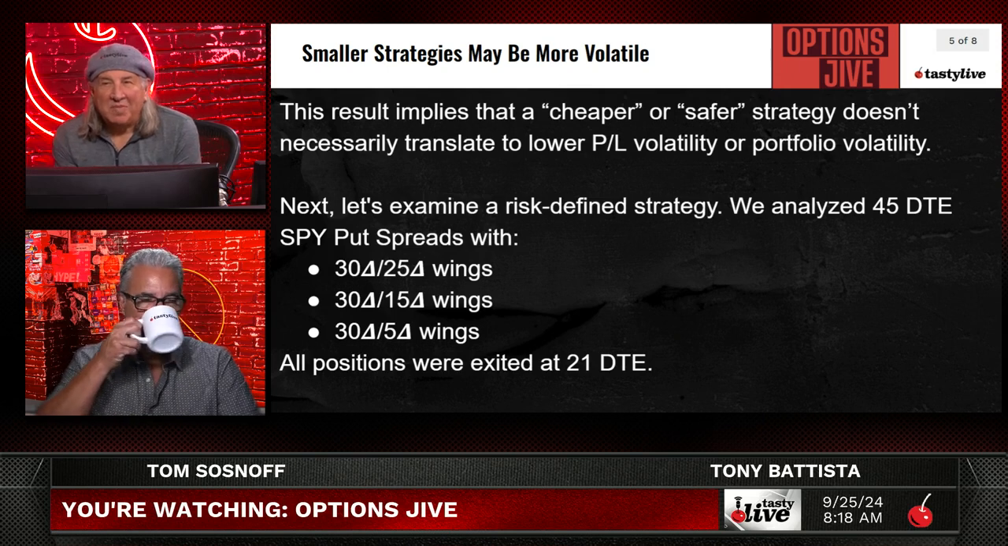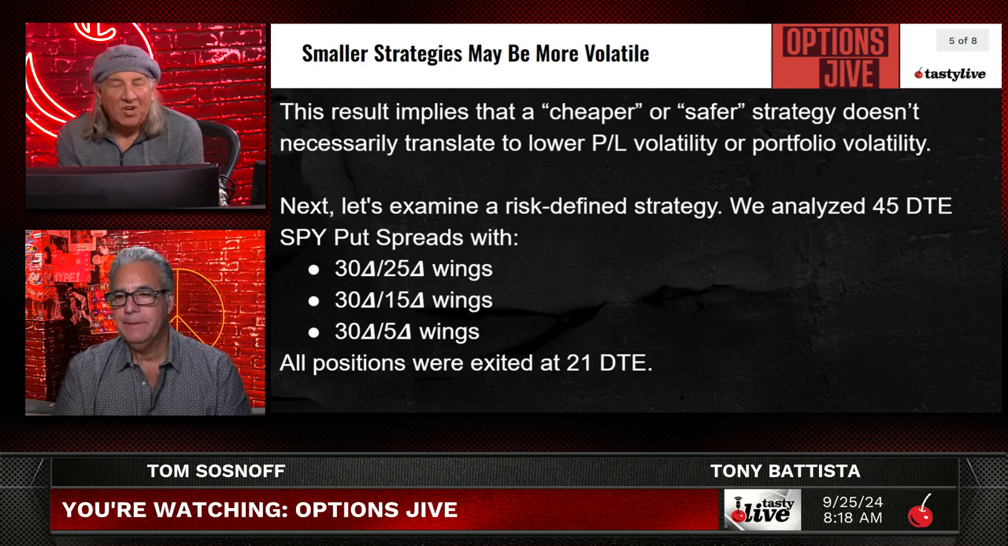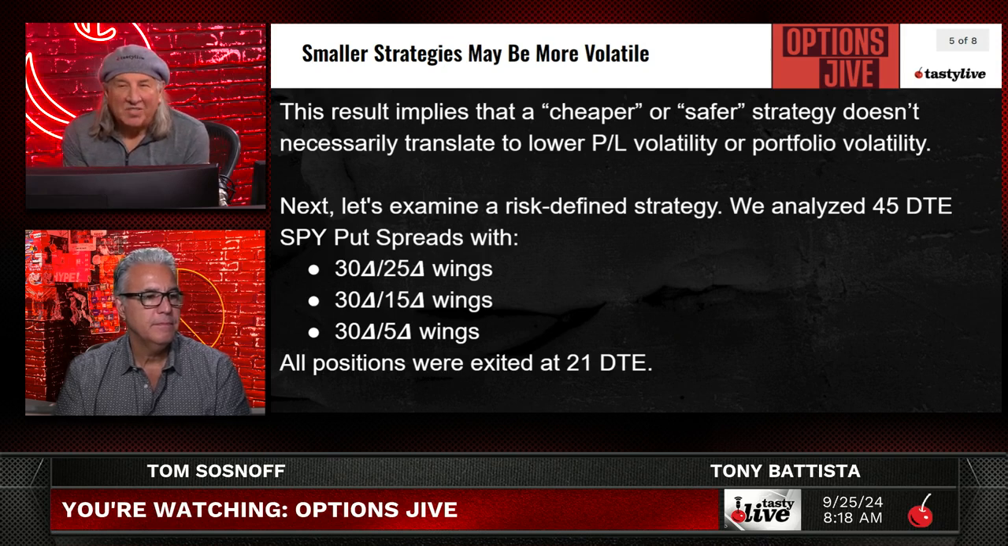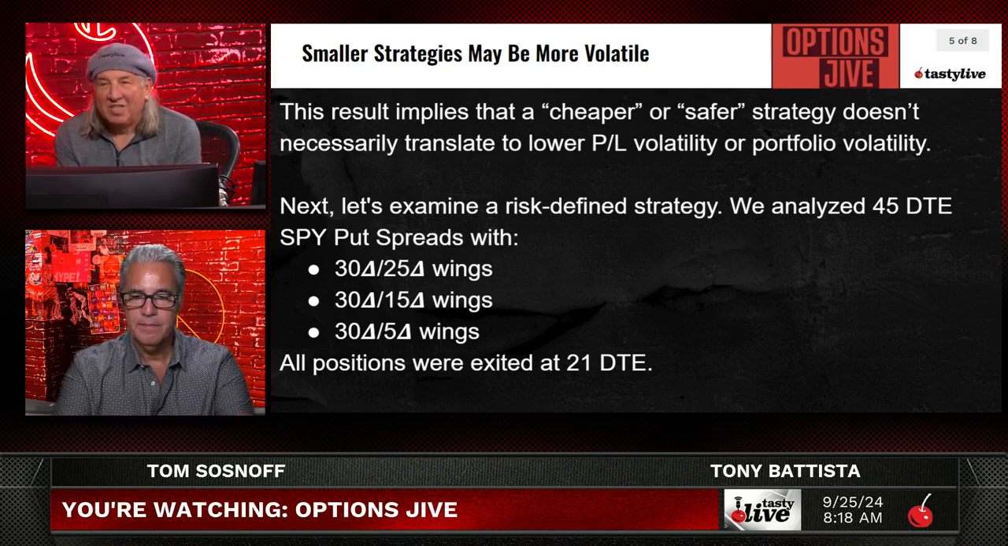So the result implies that a cheaper or safer strategy doesn't necessarily translate to lower P&L volatility or lower portfolio volatility. So let's talk about risk defined next. We're going to look at spreads with 30 delta short strikes, and then wings at 25, 15, and 5 deltas. And same thing, exit all the positions at 21 DTE. So a very conservative approach. Let's go to the next slide.